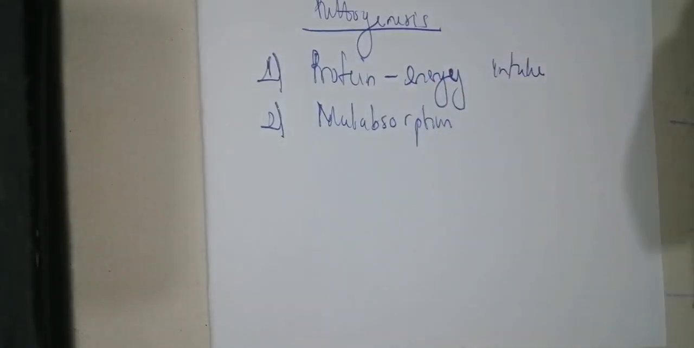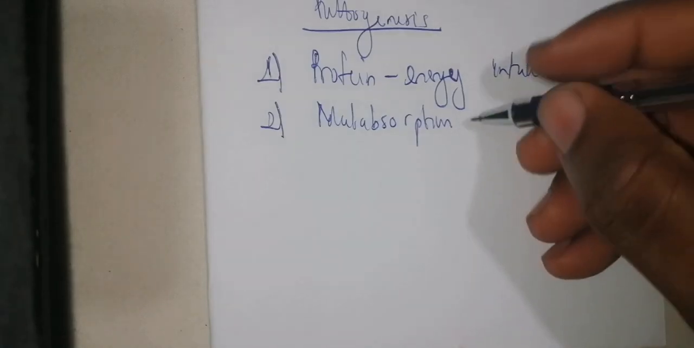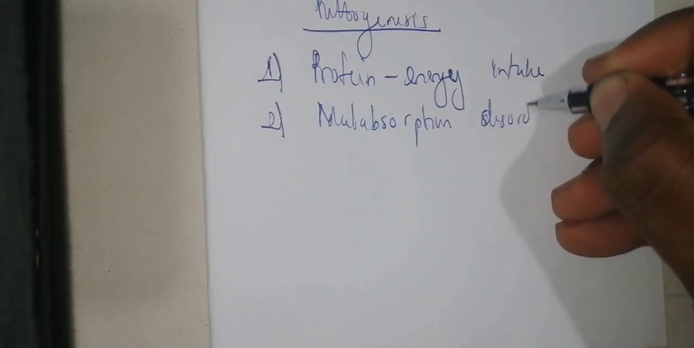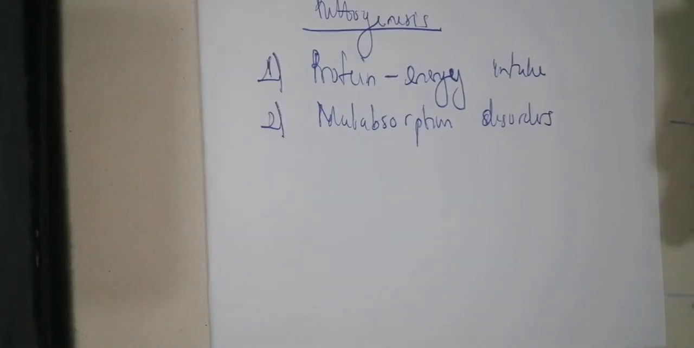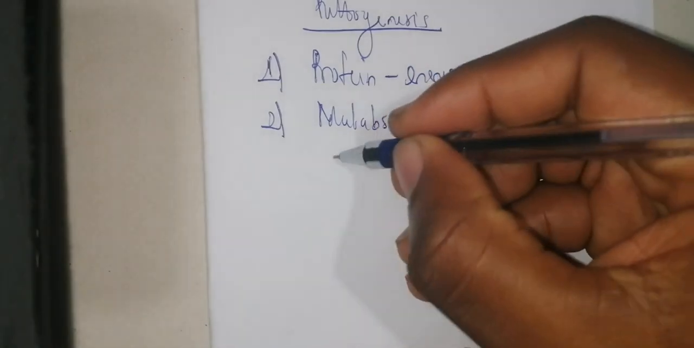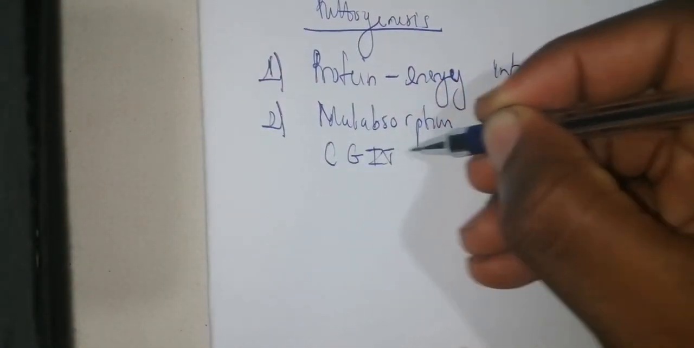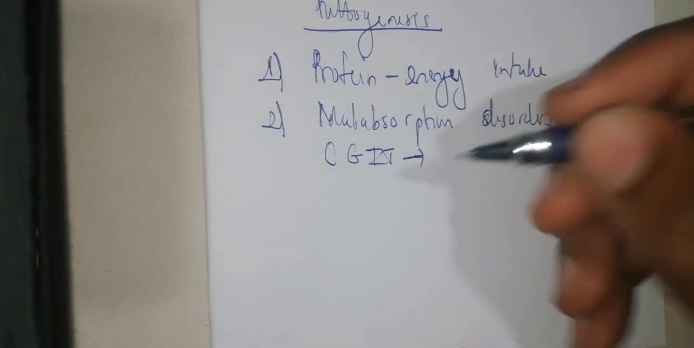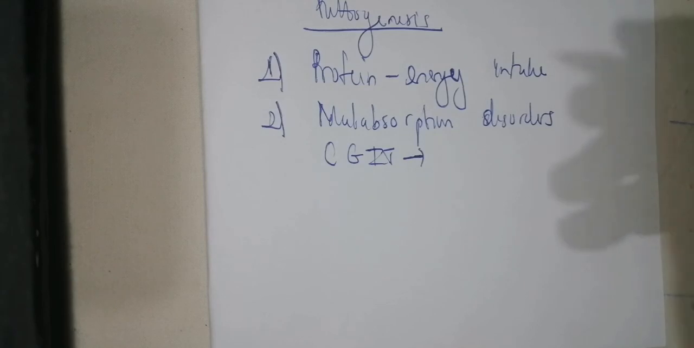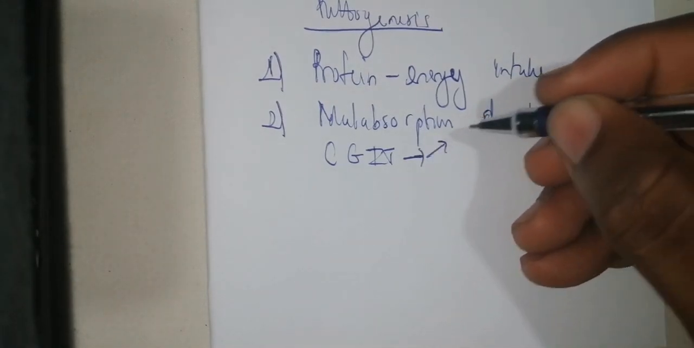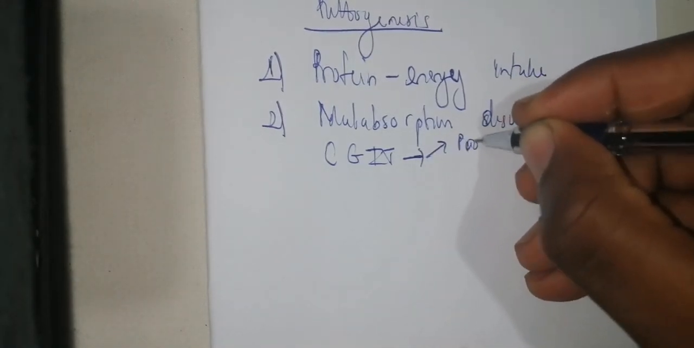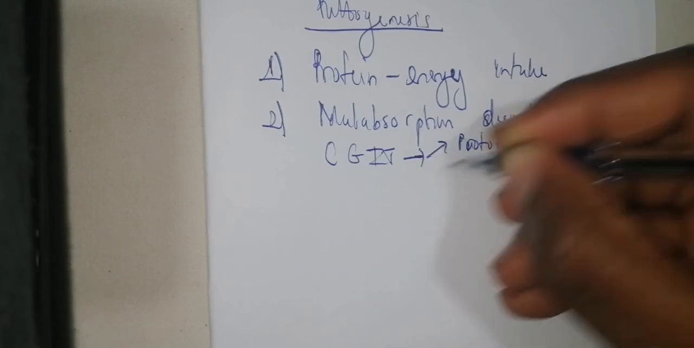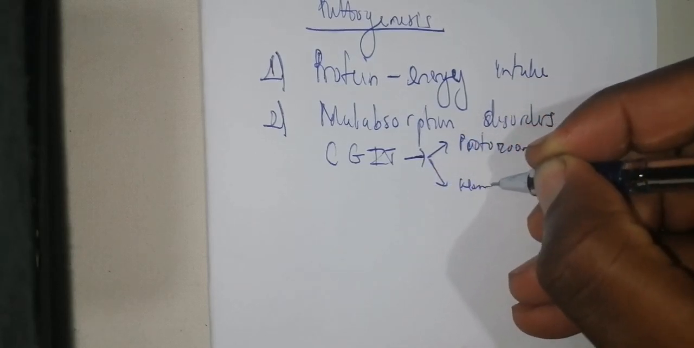Malabsorption problem. So he's taking food, but he's malabsorbing. He's not absorbing it properly. So you have malabsorption disorders. Basically, the malabsorption disorders are generally a result of local infection of the gastrointestinal tract, mostly parasitic infections. Parasitic infection can be divided into either protozoan infection or worm infection.